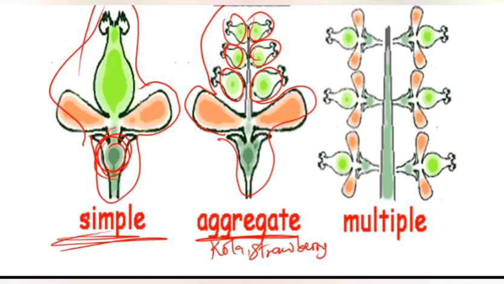Now we have another one we call multiple fruits or composite. Either we call it multiple fruits or we call it composite fruit.